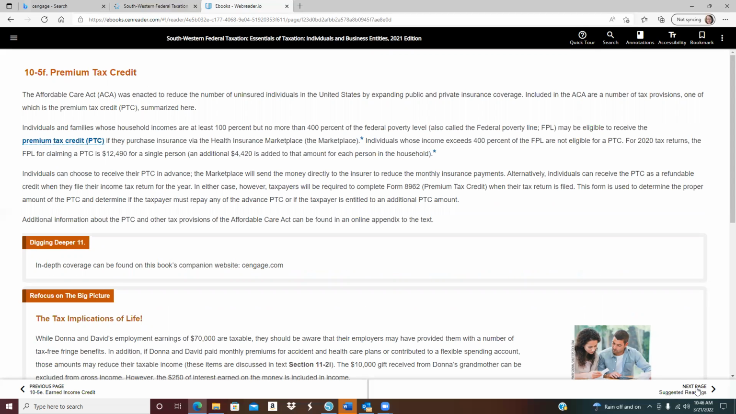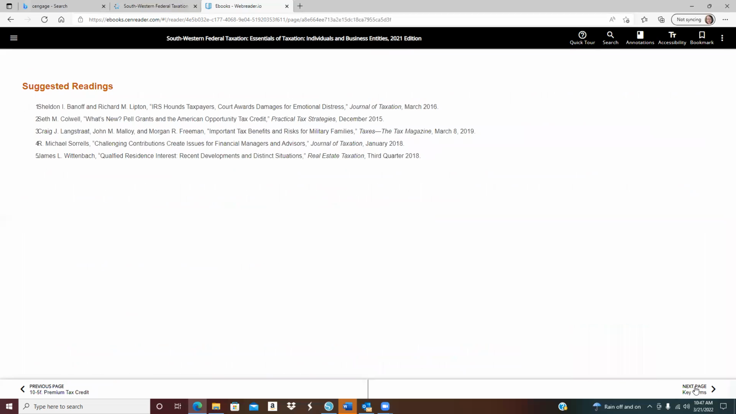Premium tax credits. Individuals and families whose household incomes are at least 100% of the poverty level may be eligible to receive a premium tax credit if they purchase insurance via the health insurance marketplace. The Affordable Care Act was enacted to reduce the number of uninsured individuals in the United States by expanding public and private insurance coverage. Individuals can choose to receive the premium tax credit in advance. The marketplace will send the money directly to the insurer to reduce the monthly insurance payments. So this was a tax credit created to promote the Affordable Care Act.